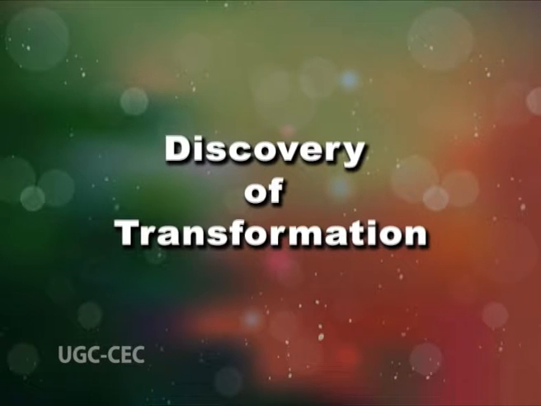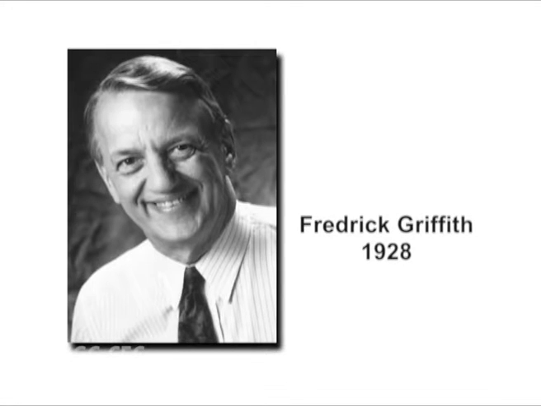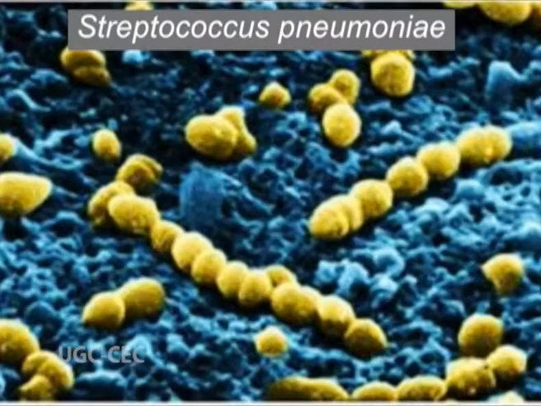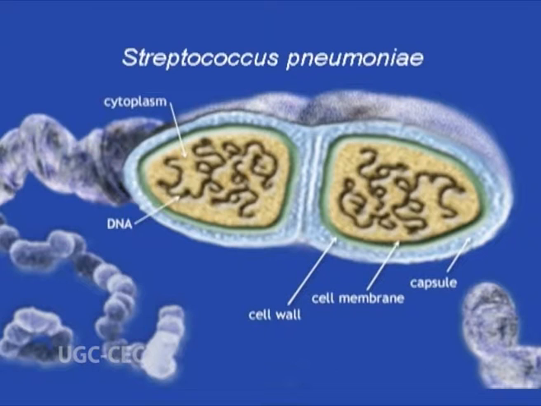Discovery of transformation. In the year 1928, Frederick Griffith was working on the mechanism of transfer of virulence in the pathogen Streptococcus pneumoniae. This actually set the stage for the research that first showed that DNA was the genetic material. Streptococcus pneumoniae is the causative agent of bacterial pneumonia in mammals. It is surrounded by a polysaccharide capsule that helps it to evade the host's immune system, thus causing disease.